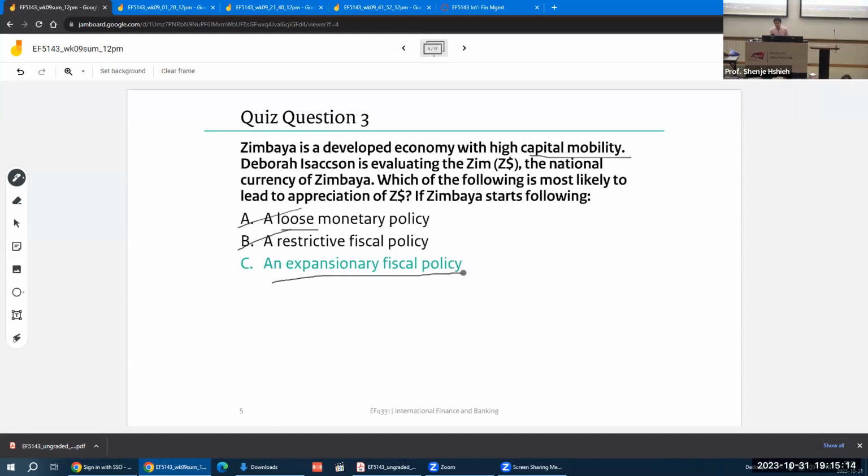And lastly, an expansionary fiscal policy, yes, right? That's the opposite of B. Right? So that's the answer we're looking for.